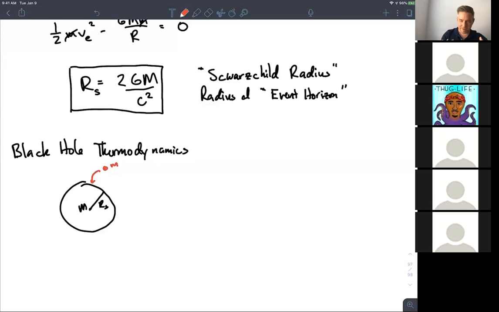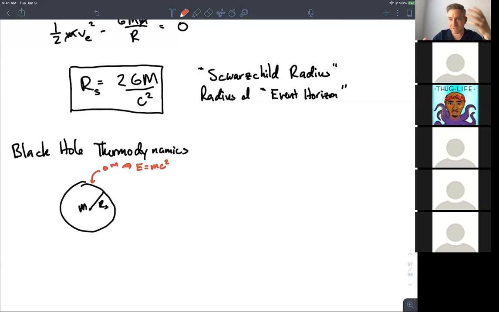Okay, so mass from special relativity, you know, is equivalent to energy. So by adding mass to a black hole, what you're doing is adding energy to it, right? Because the mass energy of this thing is equal to mc squared, as you hopefully will know by this point. Okay, so by taking a black hole and adding a mass to it, what you're doing is you're increasing its internal energy.